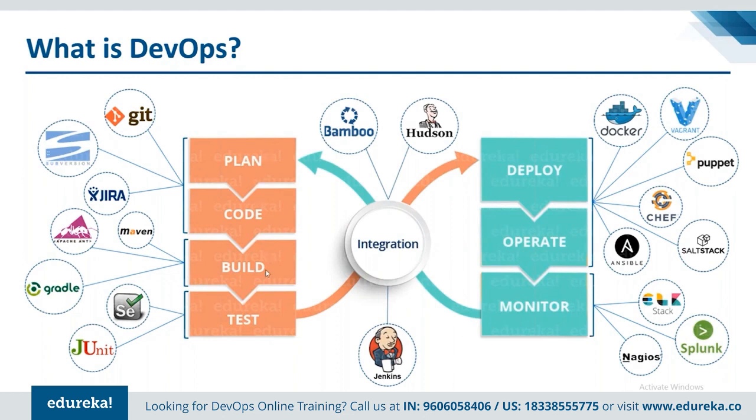So these are different phases. If we talk about the different phases of DevOps, then we have continuous building, continuous integration, continuous deployment, and continuous monitoring, as a part of continuity in DevOps.